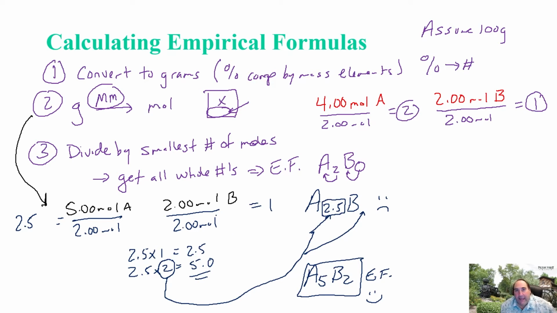So again, if you end up dividing by the smallest number of moles and you hit all whole numbers, you're good to go. That's your empirical formula. Box it up and move on. If you divide and you really don't get a whole number, with very common endings like 0.5, 0.33, something like that, too far away to round, you need to find that factor to multiply everybody by to get to a whole number.